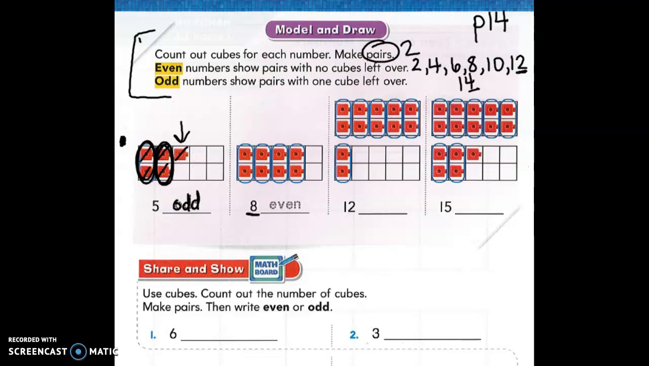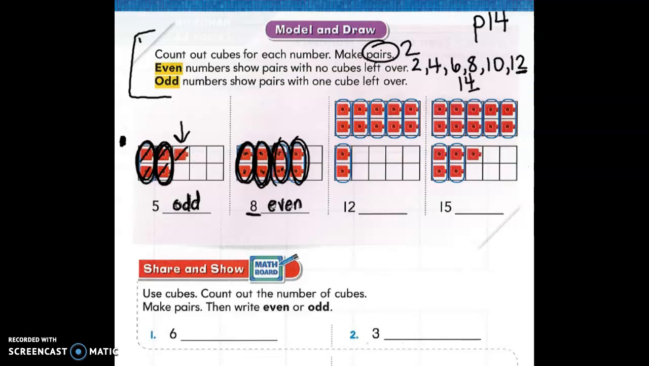The number is 8. 1, 2, 3, 4, 5, 6, 7, 8. So we're going to put them in pairs. 1, 2, 3, 4 pairs. So we can count by twos. 2, 4, 6, 8. That is an even number. So even goes on the line.